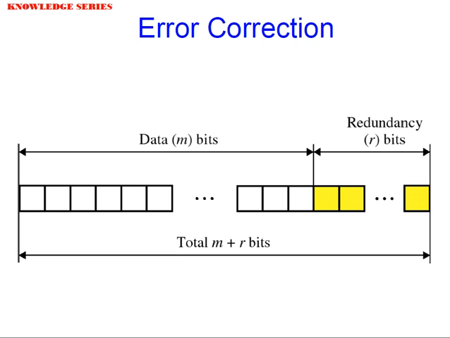Now you have to understand exactly what happens in the case of redundant bits. Assume the total number of data bits m is 4. Then you consider r bits in such a way that 2 to the power of r represents a binary count. If 2 to the power of r is greater than m plus r plus 1, that gives the number of redundant bits r.